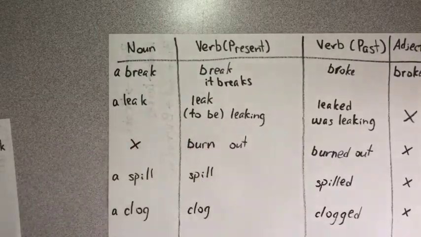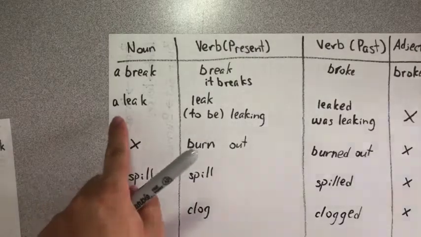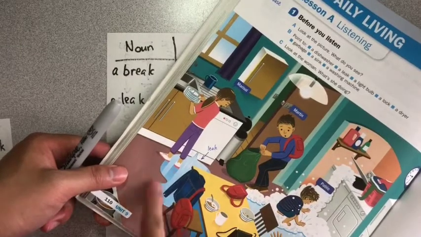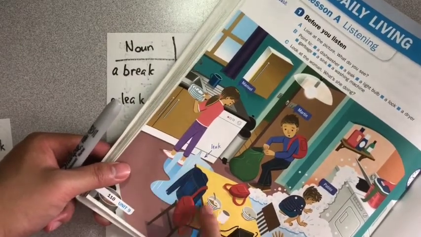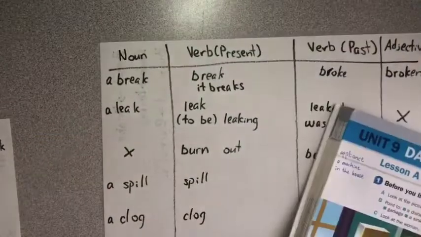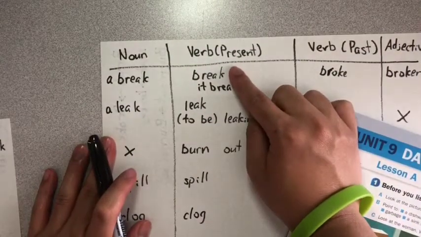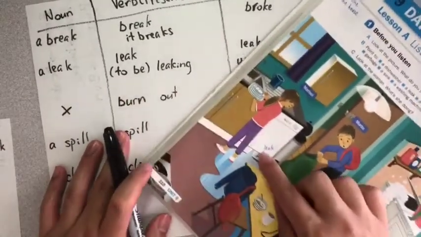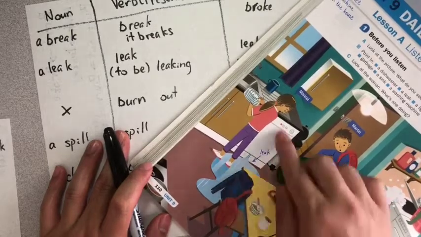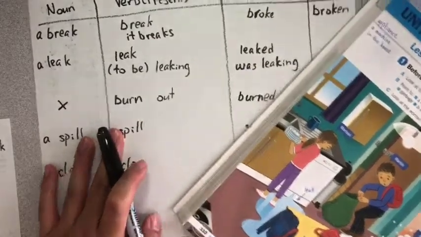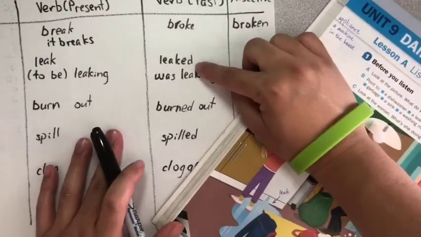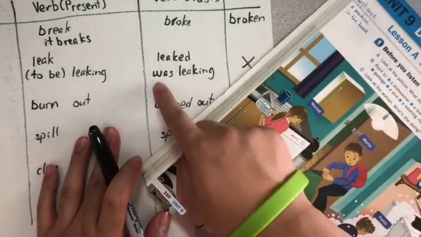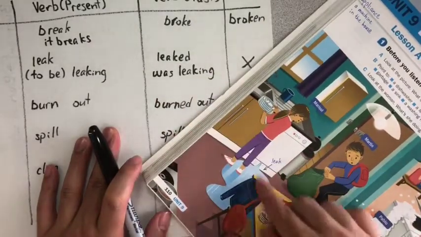Up next, we have a leak. A leak is a thing. So, this here is a leak. There's a leak of water. All this water is out. So, there's a leak. We can also use a leak as a verb. We can say, the water is leaking. The water is leaking out. Or we can say, the water leaks out. In the past tense, we say, the water leaked out last night. Or, the water was leaking last night.